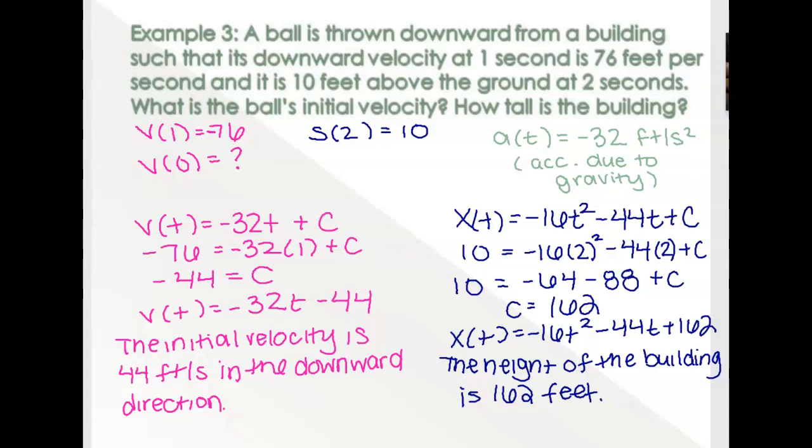And again, that 162 would be the height of the building from which the object is thrown, because that's like your y-intercept. So my s of t is negative 16t squared minus 44t plus 162, where 162 represents the height of the building where the ball is thrown.